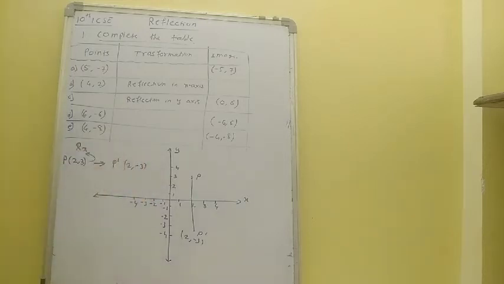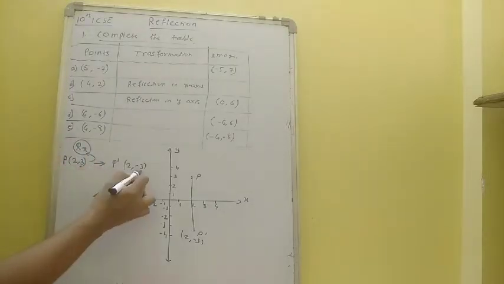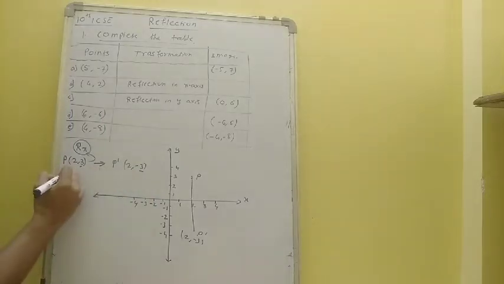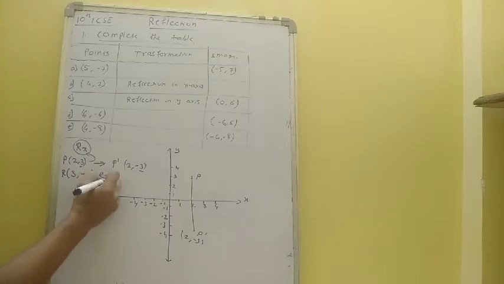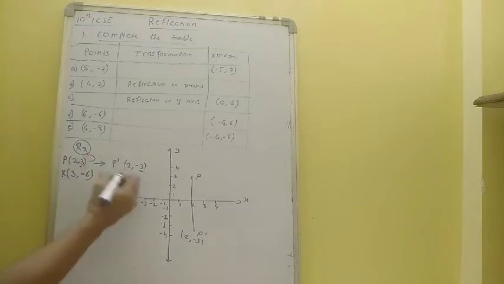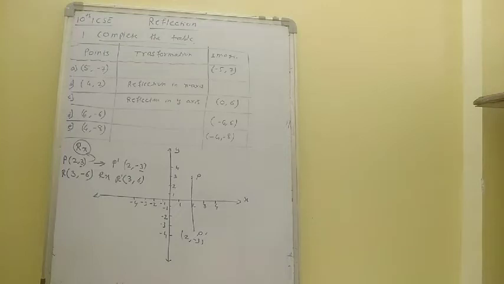So its reflection in x-axis is 2, minus 3. From this we can be clear that when we are reflecting in x-axis, our y coordinate will change. Suppose I have a point R 3, minus 6, and I am reflecting in x-axis. Then what will be the coordinates of the reflection? As we are reflecting in x-axis, our y coordinate will change. So it is 3, 6.